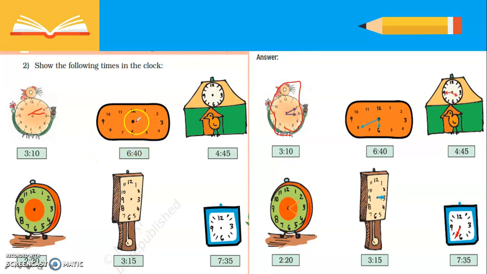What about here? 6. Yes, the small needle will be at 6. Whereas, what about the minute needle? If we're talking about 40. So, start from here. 5, 10, 15, 20, 25, 30, 35 and 40. So, the minute hand will be at 8.